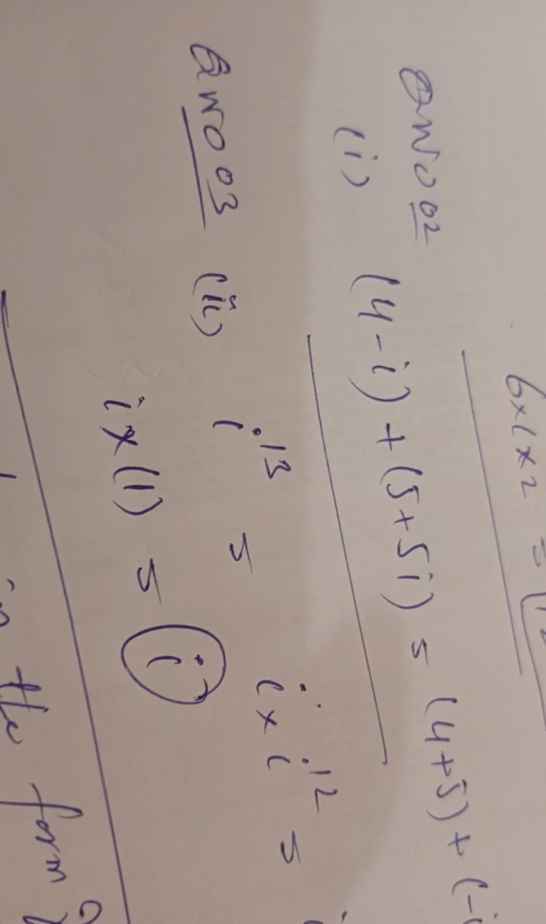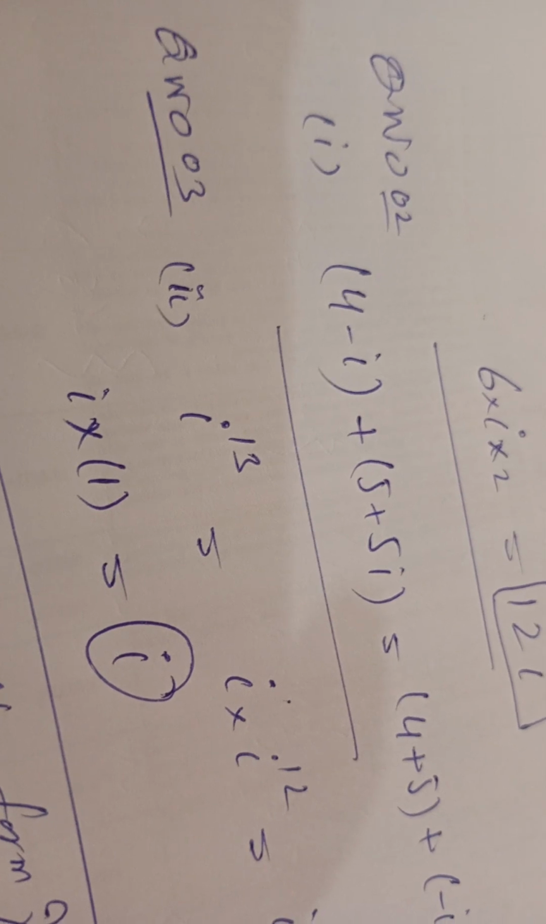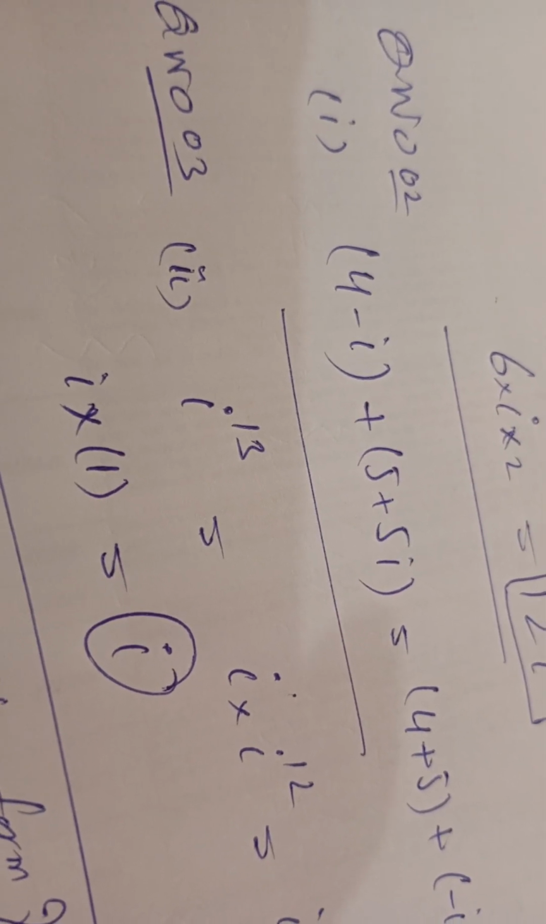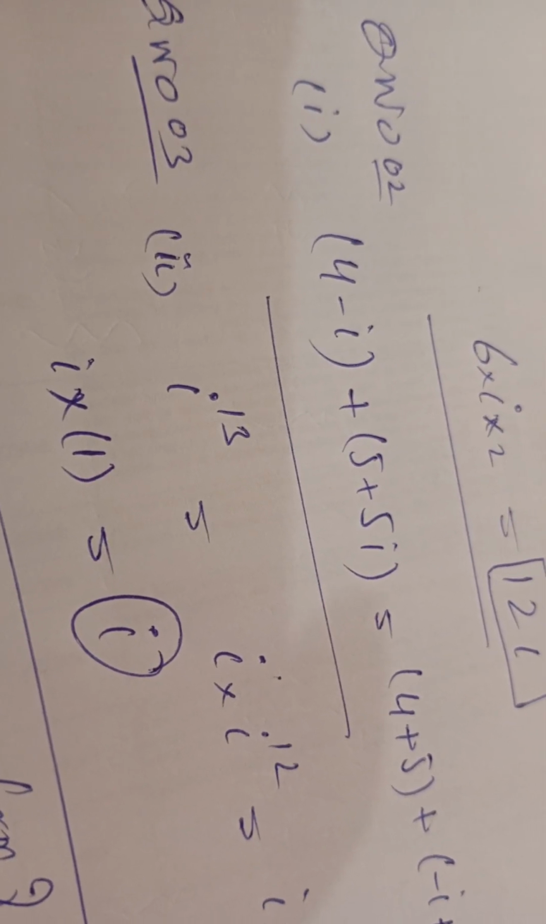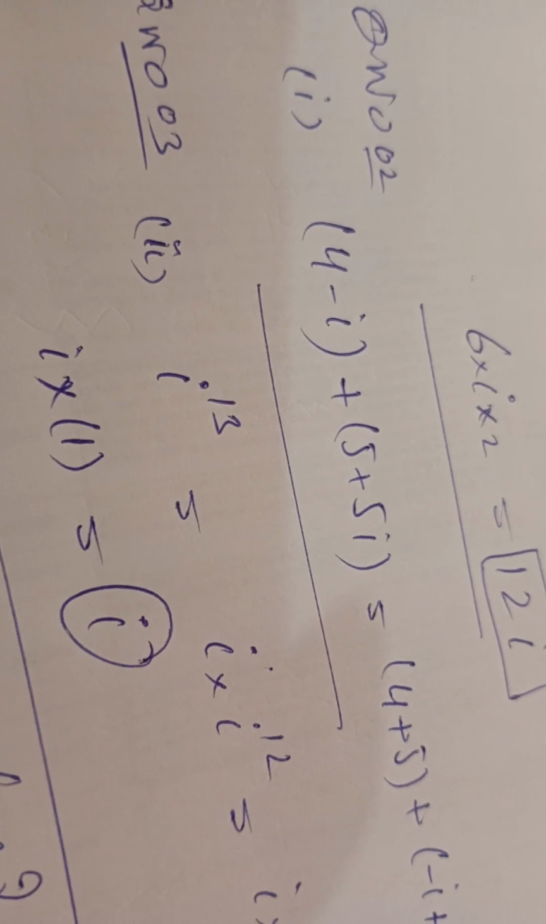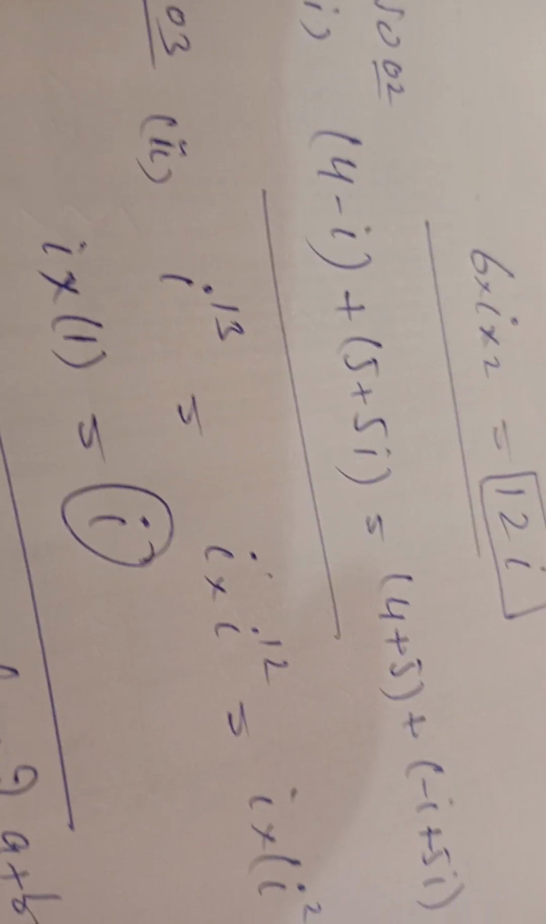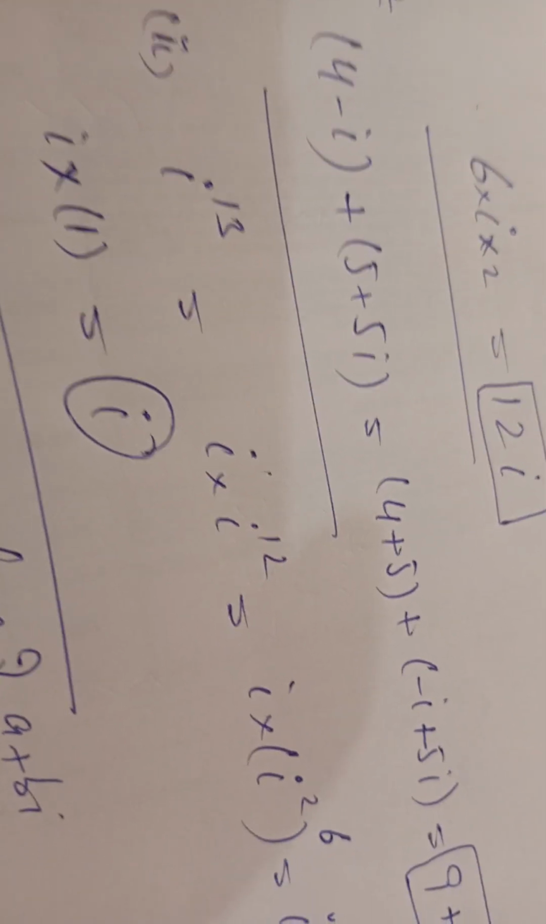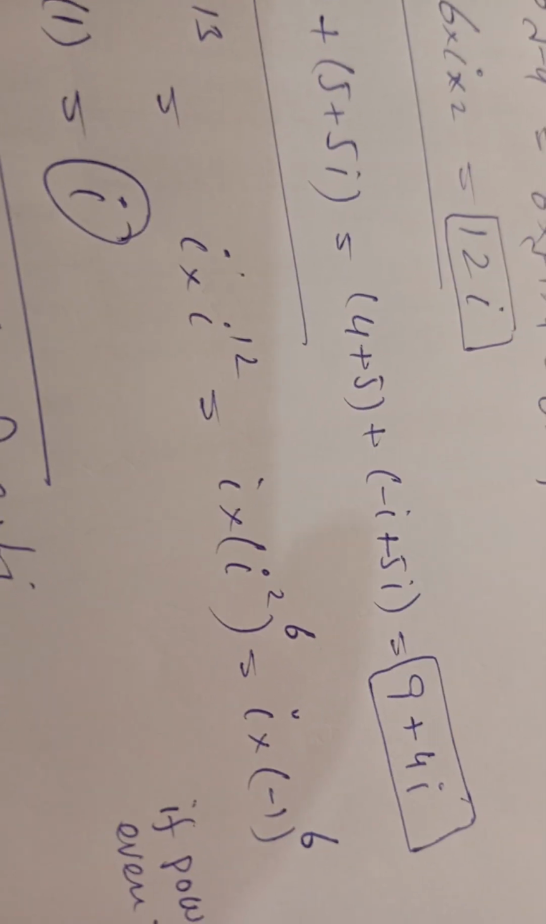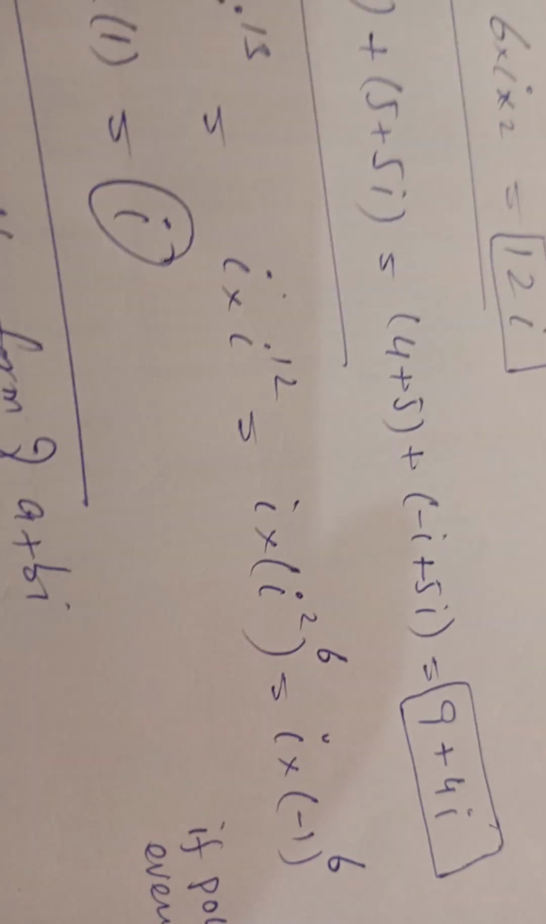Again, question number 2 of exercise 1.1, sub question 1, 4 minus iota plus 5 plus 5 iota. It is the addition of complex numbers, so we add real with real and imaginary with imaginary, and the answer will become 9 plus 4 iota.